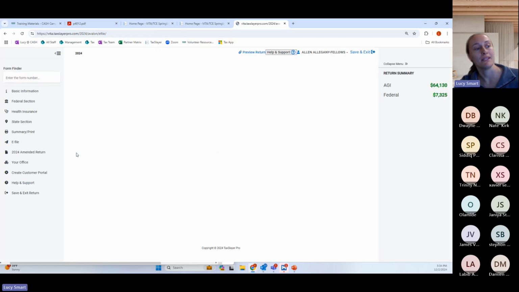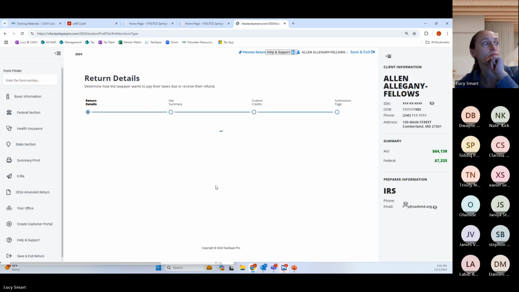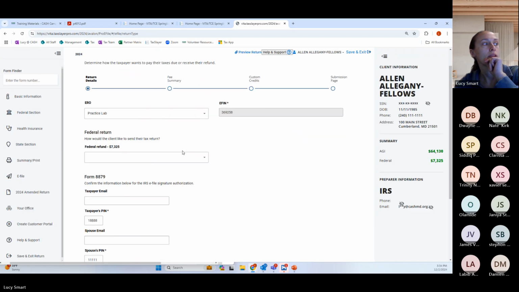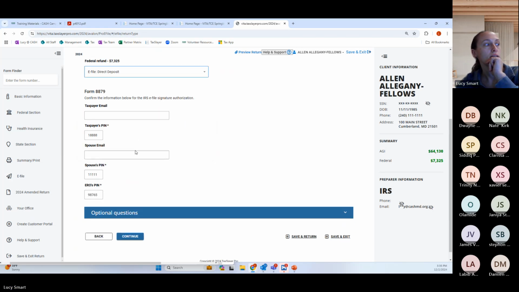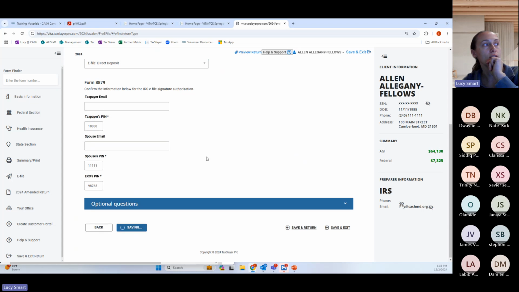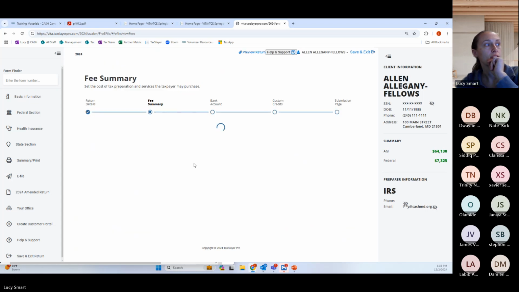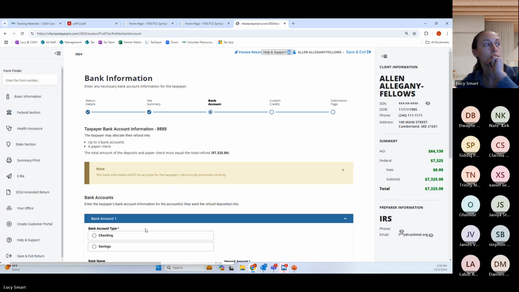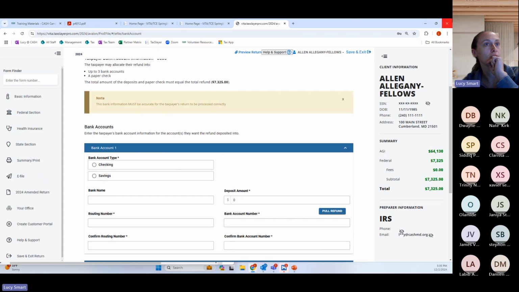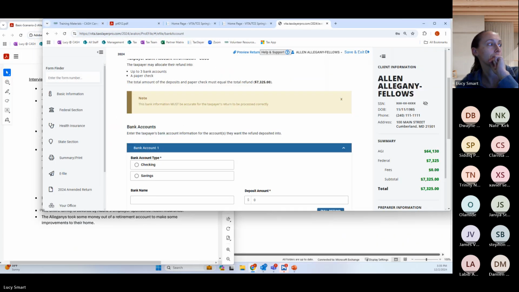We need to go through and complete the e-file section before we pass it off for quality review. So first we need to say, how do they want their federal refund? They told us on the intake form they want direct deposit. Click continue. No fees because we're a free program. Bank account information. So let's find that.